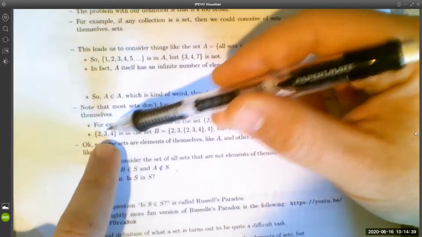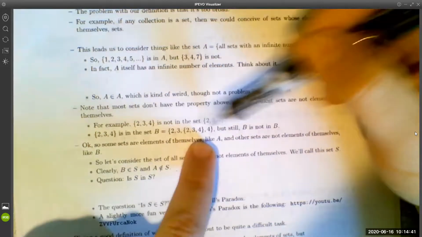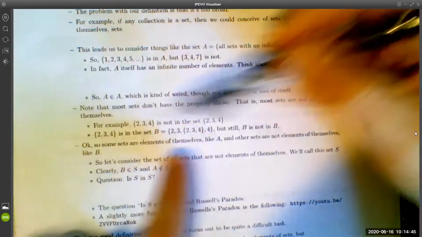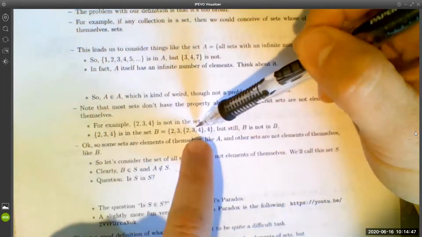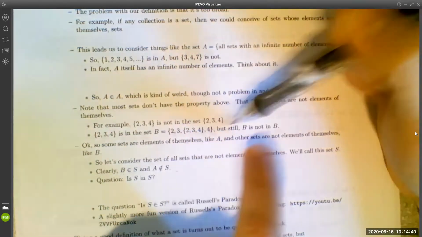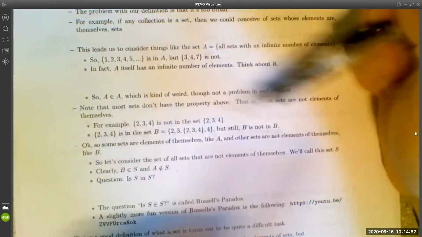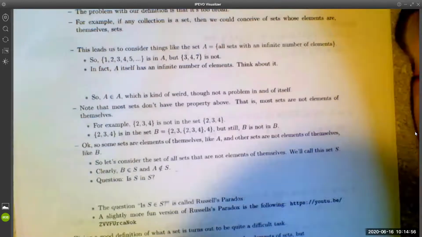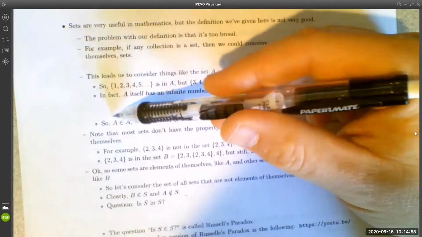The set {2, 3, 4} is an element of this set {2, 3, {2, 3, 4}, and then 4}. Right? So that set is an element of this set, but even still, B is not an element of itself, right? So most sets do not have this property.